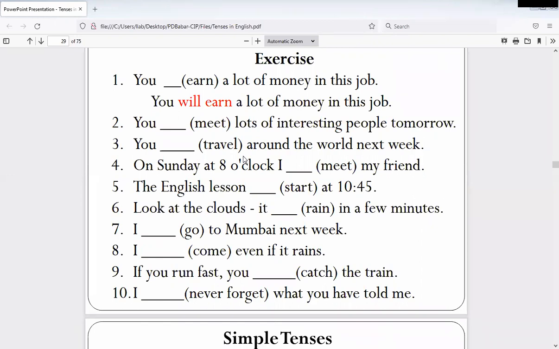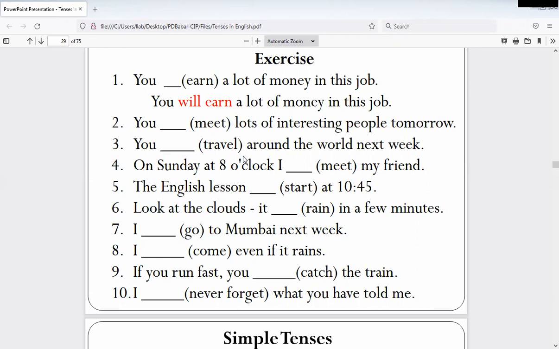On Sunday at 8 o'clock, I (meet) my friend. So here this action is going to happen on Sunday at 8 o'clock. This action is going to happen on Sunday, that's why it will come under the future tense. On Sunday at 8 o'clock, I will meet my friend.